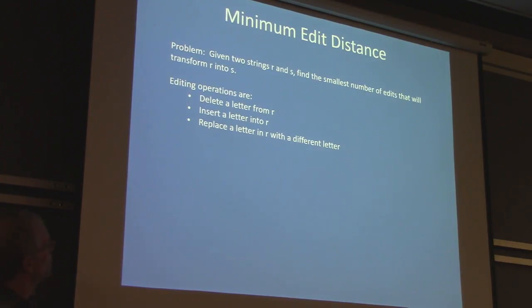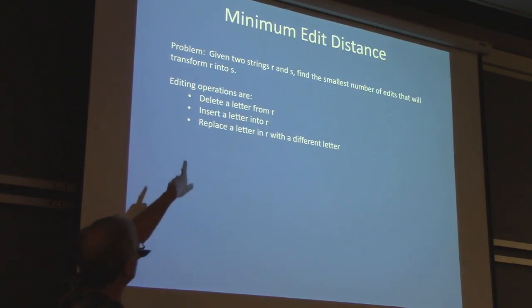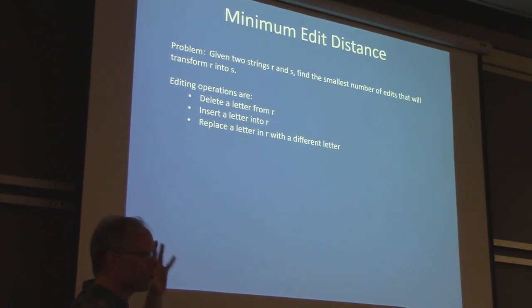Okay, this one is called minimum edit distance. And the idea is you've got two strings, and you want to find the minimum number of edits that will convert one string into another. And by edit, I mean you are allowed to delete a letter from R. You're trying to turn R into S. So you can delete a letter from R, you can insert a letter into R, or you can replace a letter in R with a different letter.